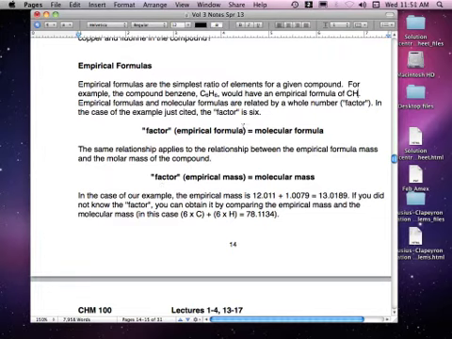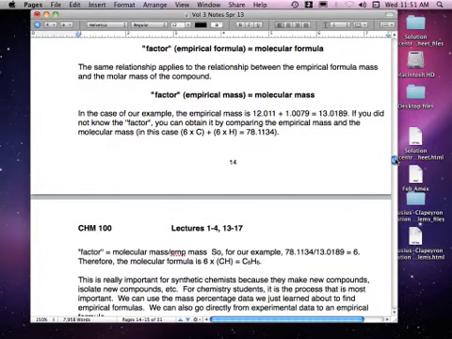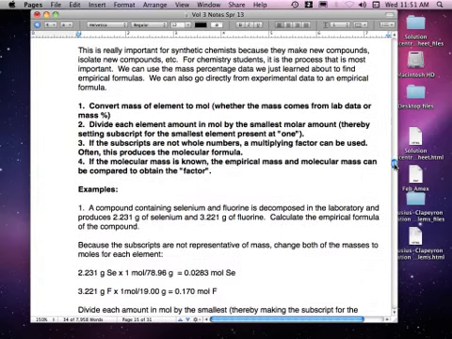So sometimes we know one, we don't know the other, but the factor is going to enable us to get back and forth. So that's what I just said, right here in this short paragraph. Now here in bold are the 4 steps for how to do empirical formulas.